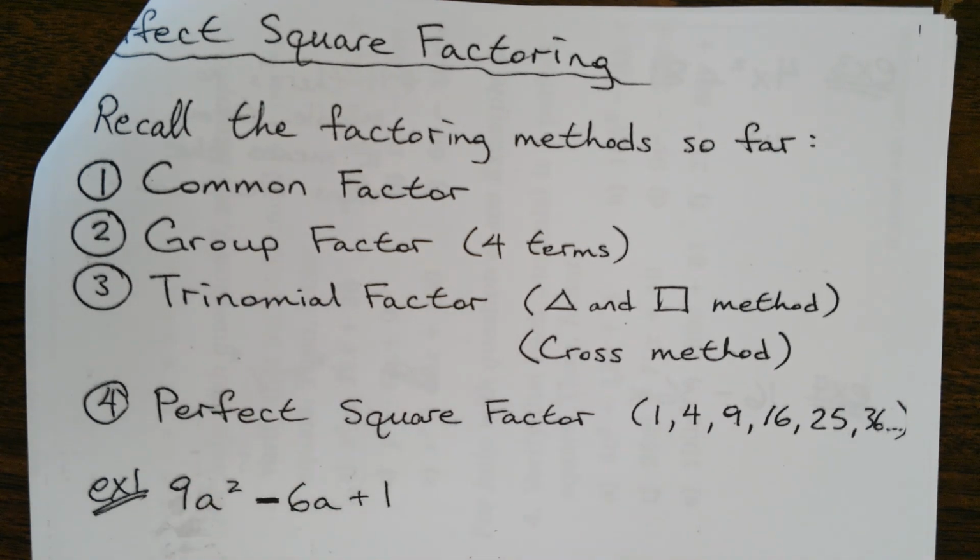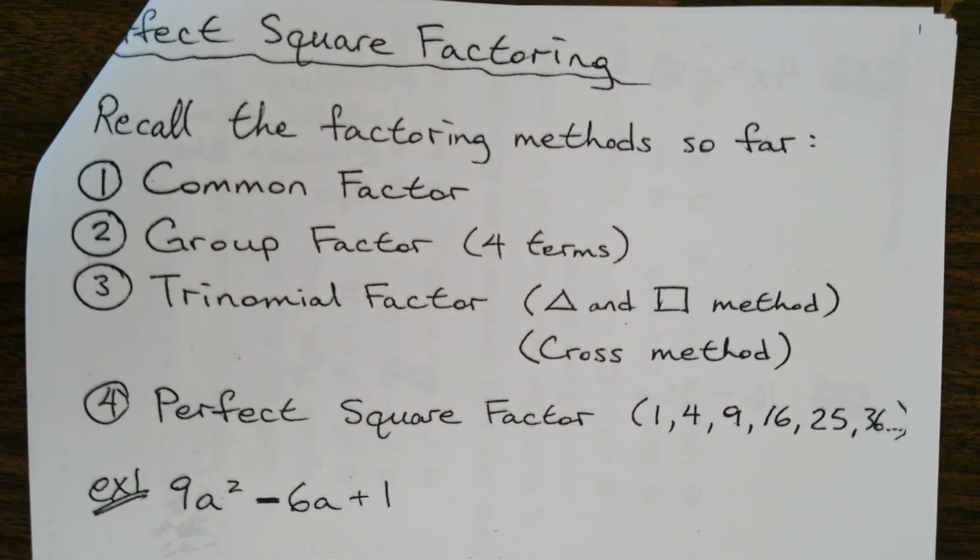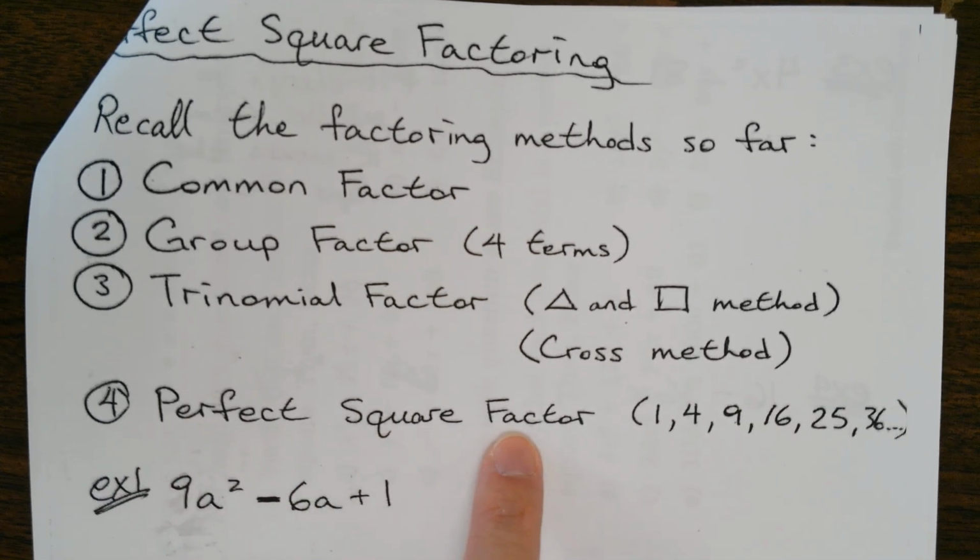How do I know I'm supposed to do group factoring then? What's the hint? Four terms. So when there's 4 terms, that's when you want to consider group factoring. Then we did trinomial factoring, with 2 different methods: the triangle and square method when the coefficient is 1, and the cross method when the coefficient is not 1. Okay? And then today we're going to do the last type, perfect square factoring.